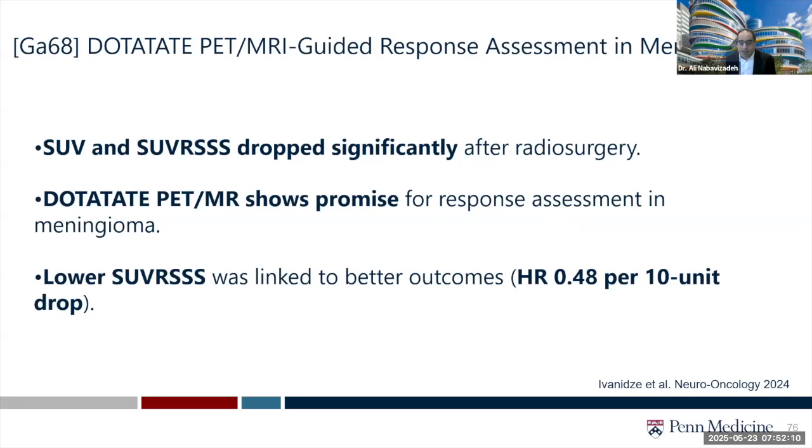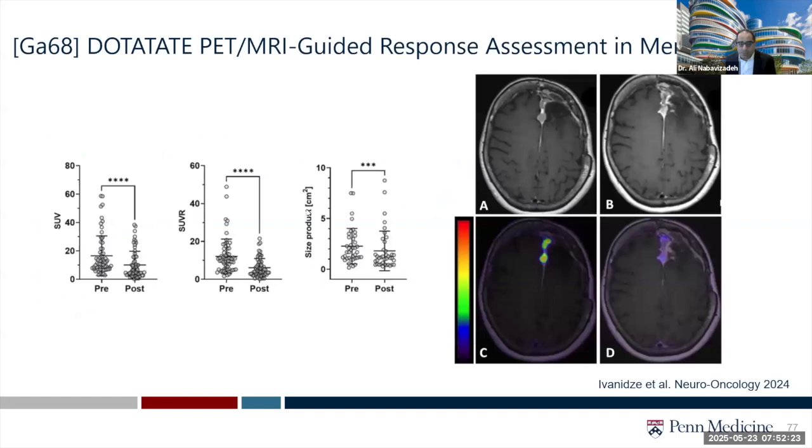At this point, we don't have a PET RANO meningioma response criteria, but I'm hoping that based on this study and similar studies that will come up in the next few years, we'll have PET RANO meningioma criteria soon. This is a figure from the same study showing a parafalcine meningioma before and after radiation, with no significant change on MRI. However, you can clearly see a significant decrease in SUV of the lesion after treatment. This shows the decrease in SUV and SUV normalized to the superior sagittal sinus, while MRI was relatively stable.